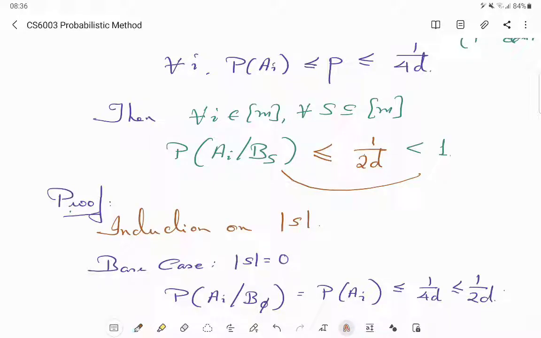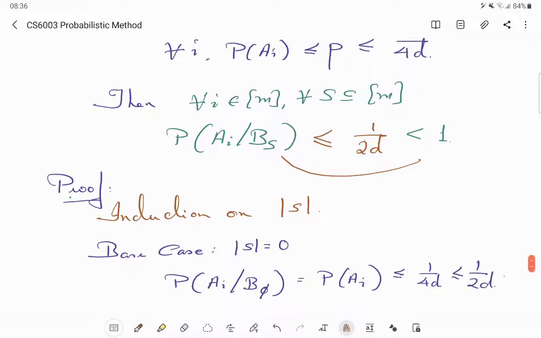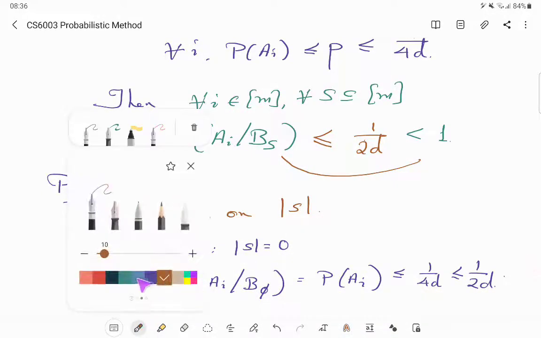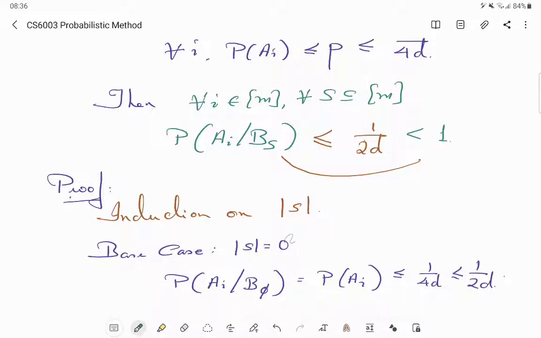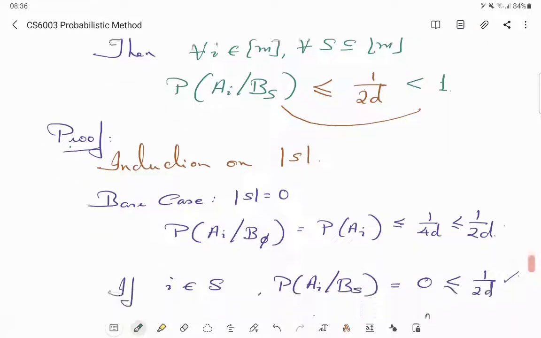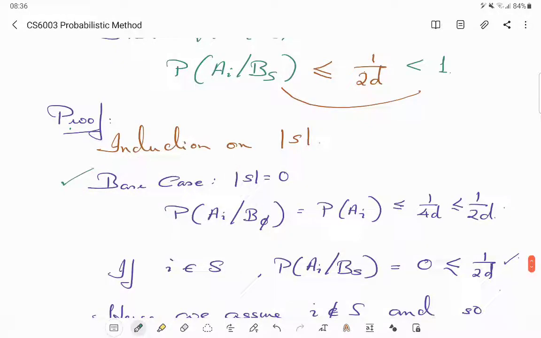Okay, so we are ready to start the proof. The base case is easy to verify. This is where I wanted you to interpret what is B omega. So B omega is the universe, the sample space, omega. Hence, P of AI given omega is just P of AI. This is vacuous conditioning. You are just not conditioning at all. P of AI, which we have assumed is 1 by 4d, is at most 1 by 2d. So the base case is okay.